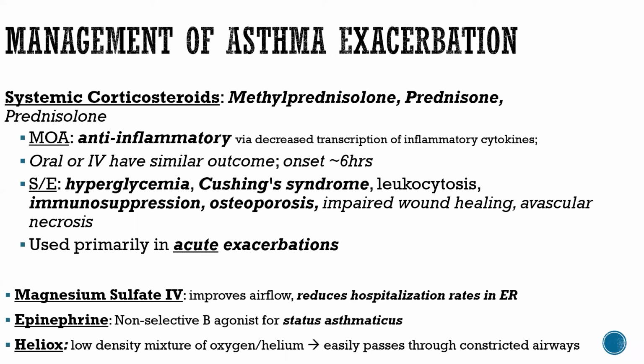There are some other medications that you can also provide, like magnesium sulfate, which is very well known for reducing the rate of hospitalization in asthma exacerbations. Or something like epinephrine, which is a very powerful beta agonist, but is usually reserved for status asthmaticus due to the negative side effects that can come with it as well.